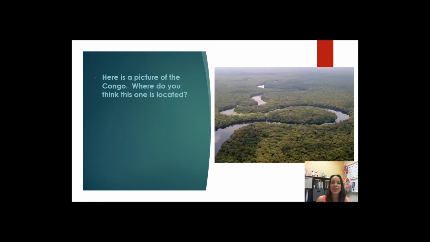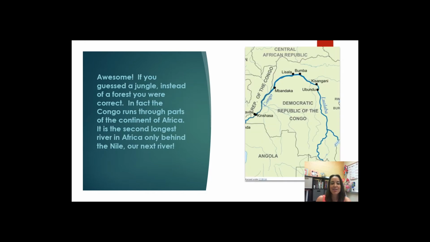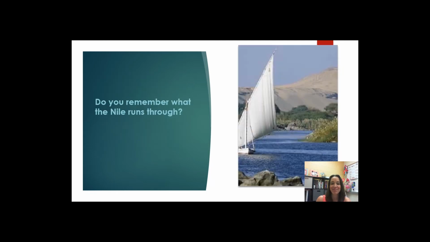Here's a picture of the Congo. Where do you think this one is located? Good, not in the desert. In fact, I'd say it's someplace in a forest. Let's look at a map. Awesome! If you guessed a jungle instead of a forest, you were correct. In fact, the Congo runs through parts of the continent of Africa. It is the second longest river in Africa, only behind the Nile, our next river.